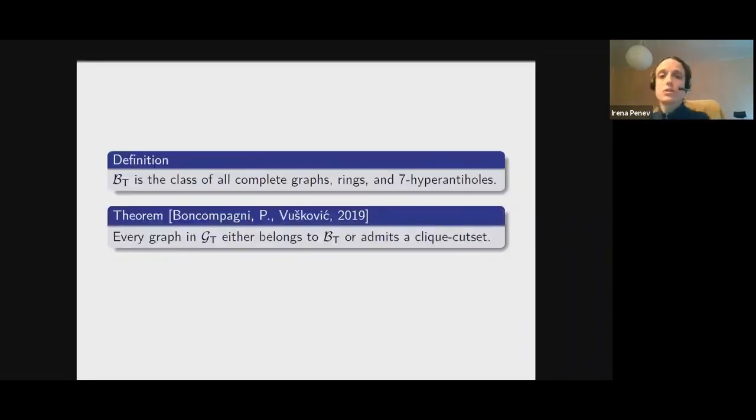And finally, the decomposition theorem for the class GT. GT, that's graphs that may have twin wheels, but they can't have any other Truemper configurations. Okay. So graphs in GT either belong to BT or admissibly cut it. What's BT? Well, BT is the class of all complete graphs, rings, and 7 hyper antiholes. Okay, so that's what we had. So those are my decomposition theorems.